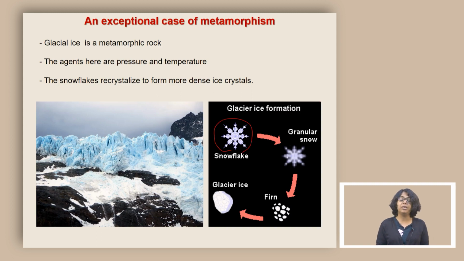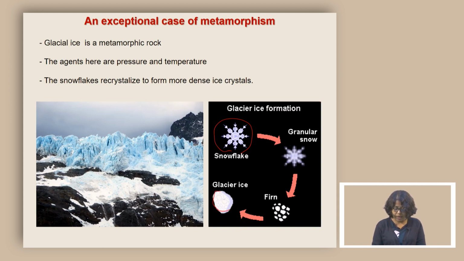It has a very nice crystal structure, but then as it falls down, it forms a granular snow, and because of the overburdening pressure of other snowflakes, it will eventually form something called a firn, and then finally glacial ice.